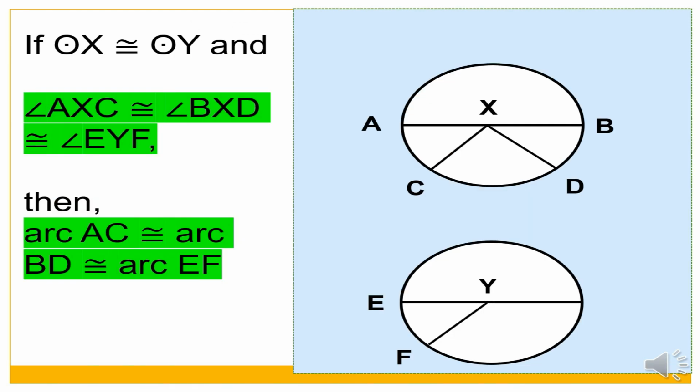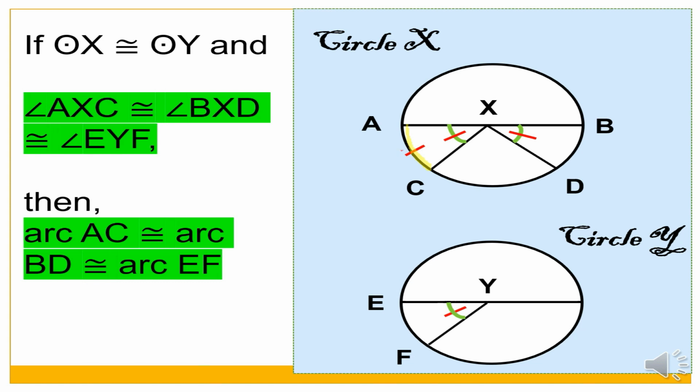What if the given are 2 congruent circles? If circle X is congruent to circle Y, and angle AXC is congruent to angle BXD, and congruent to angle EYF in circle Y, then we say that arc AC is congruent to arc BD, which is also congruent to arc EF in circle Y.